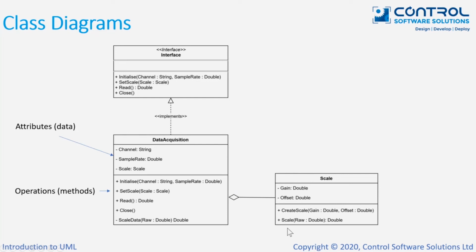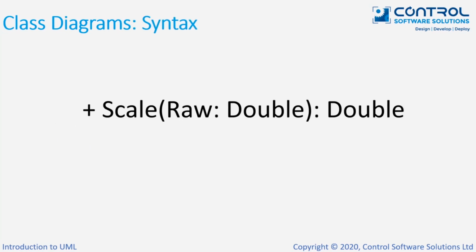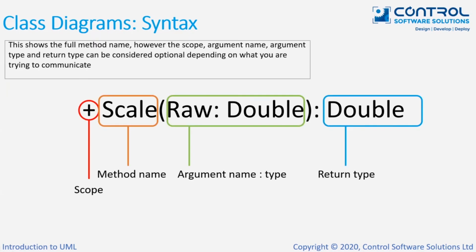So just to show the syntax of that, I've taken the example of scale. So plus scale, and then in brackets, raw, double, double. Okay, so that's a whole big load of nonsense, really, unless you know what it means. So the bit at the beginning is the scope. Okay, so we should all be familiar with public and private scope. The next bit is the method name. So that's the sub-VI name. And then in the brackets, we can show the argument name and its data type.